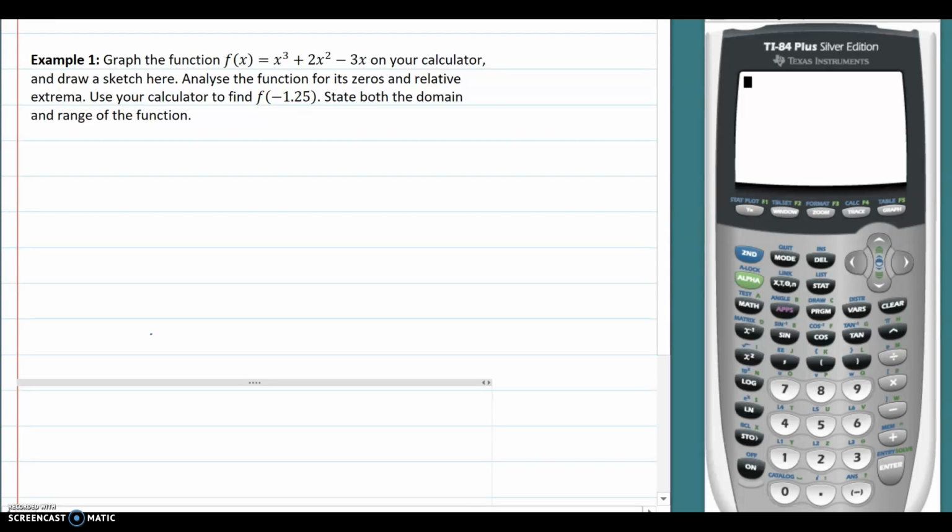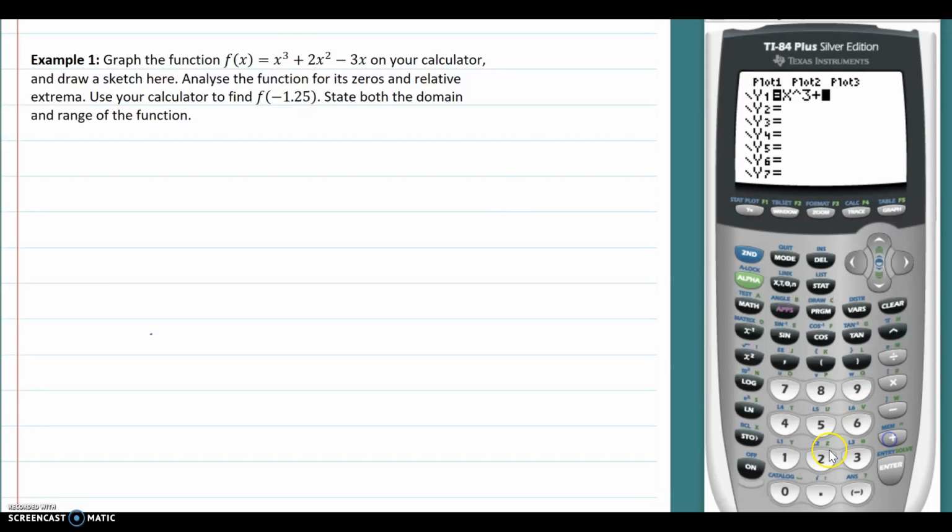In this example, we're asked to graph the function on the calculator, sketch it, and then analyze the function. Okay, so our first job is to graph the function. So hit y equals and type in x cubed plus 2x squared minus 3x. A lot of people forget to do this first very basic step, but it's always the first thing you absolutely have to do.